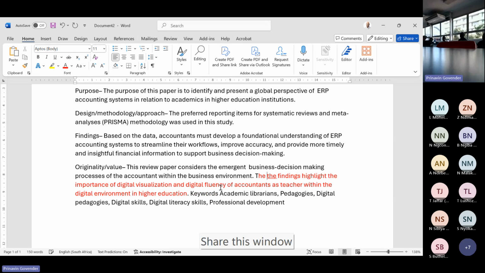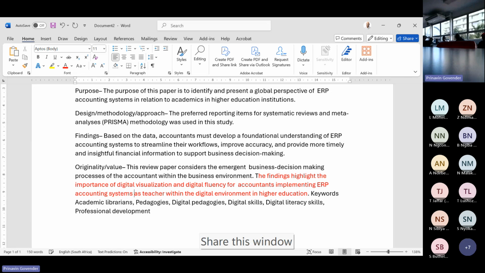The findings highlight the importance of digital visualization and digital fluency for accountants implementing ERP accounting systems. Right. I'm just guessing now. I don't know, because all I know is SAP visualizations, right? But we're going to come back to that. Okay.